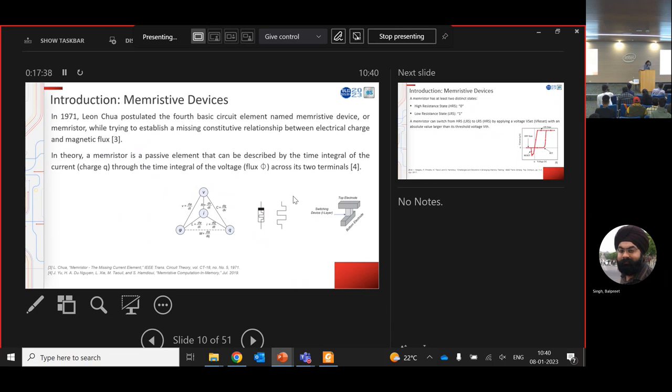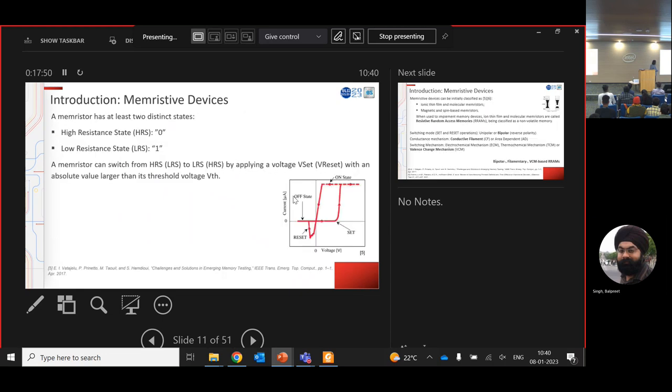It was proposed in theory, and then people just forgot this device, and now they have started to work with this memristive device again. So what can you do with that? This is the IV curve of a memristive device.